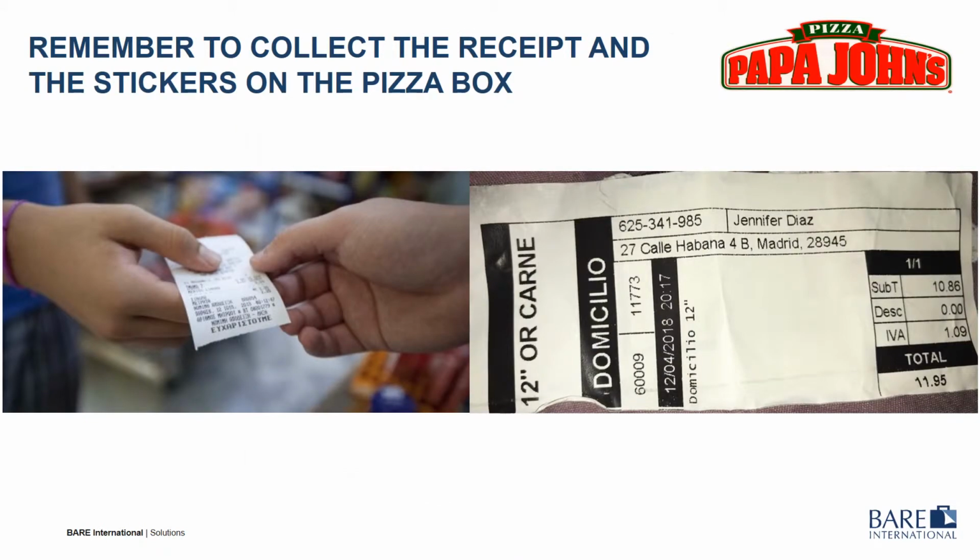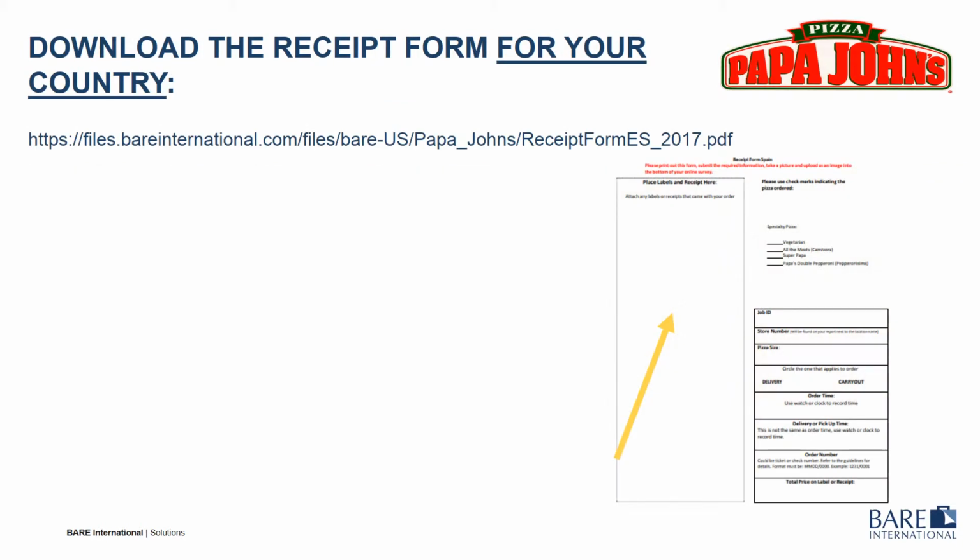Another important part of your report is the receipt. Always remember to collect the receipt and take the stickers from the pizza box. Not every time you will receive both, but at least one of the two is necessary to finalize your report. After this, you have to download the receipt form for your own country from the written guidelines that you will find online. Remember to fill in all the info required.